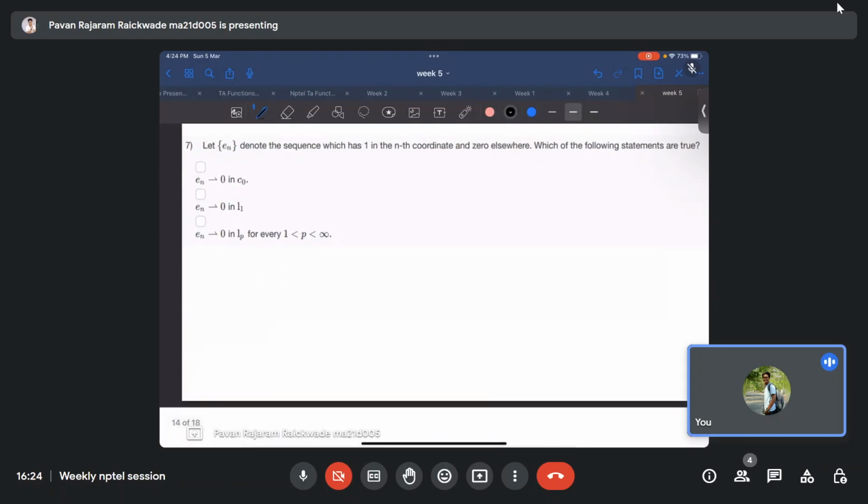So question number 7. Let En denote the sequence which has 1 in the nth coordinate and 0 elsewhere. Which of the following statements are true?